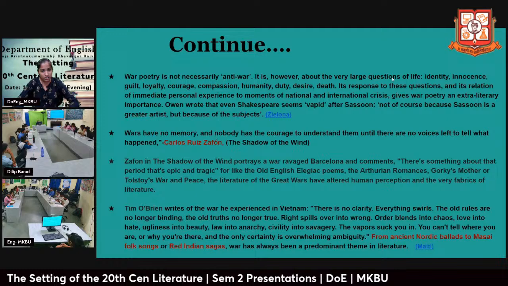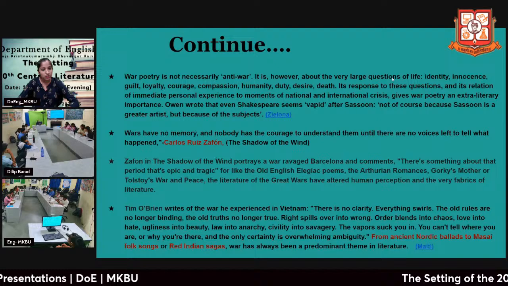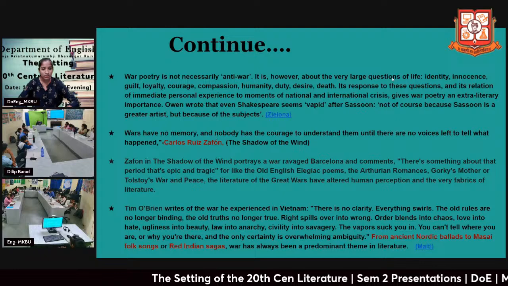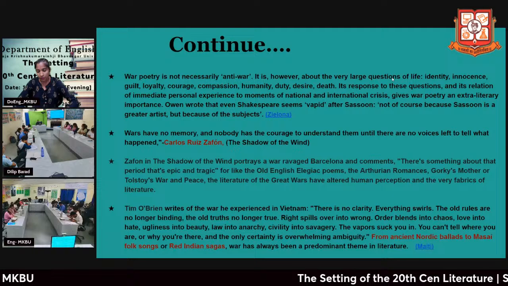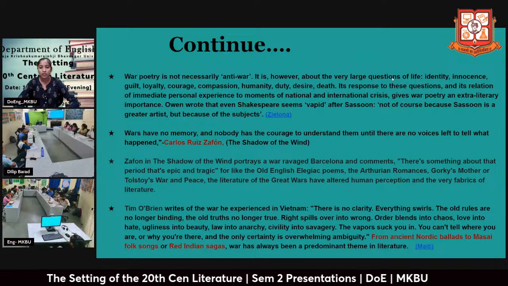It is a line from The Shadow of the Wind by Carlos Ruiz Zafón. In The Shadow of the Wind, Zafón portrayed a war-ravaged world. There is something about that period that is epic and tragic, like the English elegiac poems, the Arthurian romances, Tolstoy's War and Peace. The literature of the Great War changed human perception and the very fabric of literature.